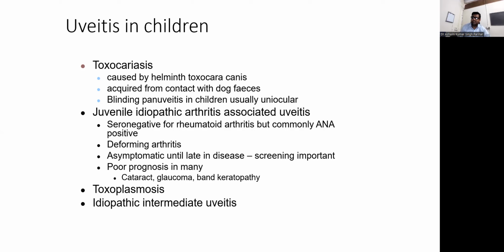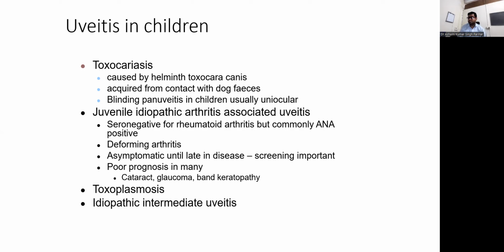And there is JRA, that is juvenile idiopathic arthritis, but this is seronegative for rheumatoid arthritis. It's not seropositive. Usually it's seronegative for RA, but positive for the ANA antibodies. The patient will be presenting late. Even the screening is more important for the diagnosis because the patient will not develop clinical signs and symptoms early, and the patient will be presenting quite late with the infection in these conditions.